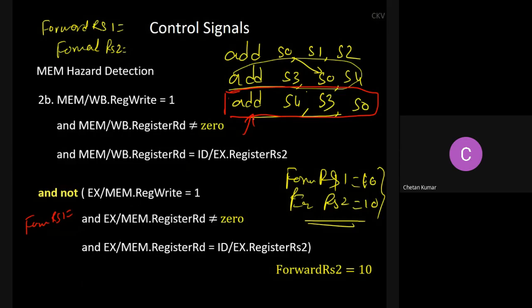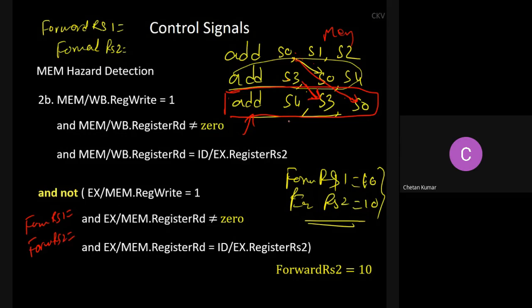For this third instruction, there is a dependency with respect to S0, and there is a dependency with respect to S3 also. The S0 dependency is a mem hazard, whereas the S3 dependency is an X hazard. So both can be true in the same case, but for different registers. The registers are not the same. In this case, can you tell me what will be the forward RS1 and forward RS2 signals?